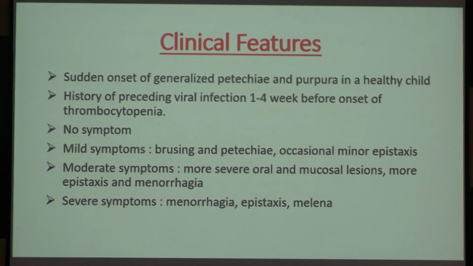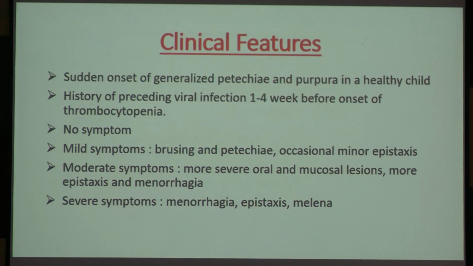Clinical features, how the patient will present. The patient will come to OPD or IPD emergency with a history of sudden onset of purpura and petechiae. Otherwise, the child is healthy. The only complaint is petechiae and purpura, and that is of sudden onset. History of viral infection will be there 1 to 4 weeks before onset of thrombocytopenia. Mostly we will get the history of viral infection, but sometimes we may not get it.